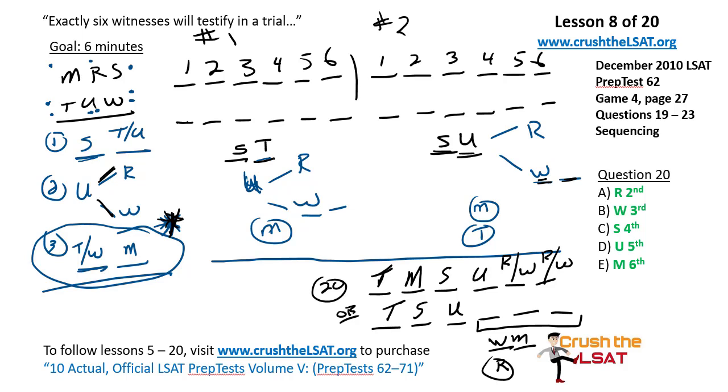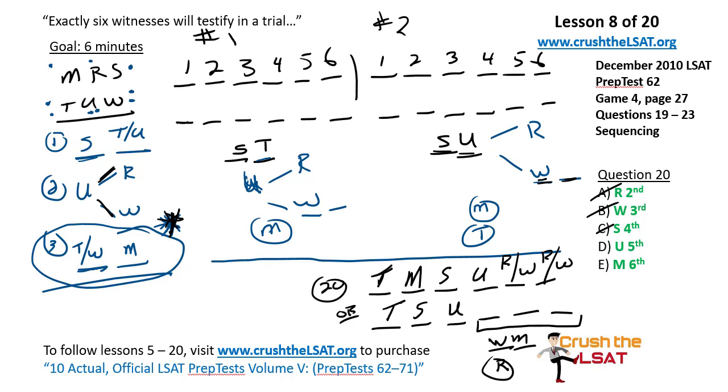So this one, now that we've written out the 2 possibilities, pretty easy to get to the answer. Other than slot 1, every other slot can be occupied by a couple of different people. So, and let's take a look at who they can be. Answer A, could R be in the second slot? Nope.